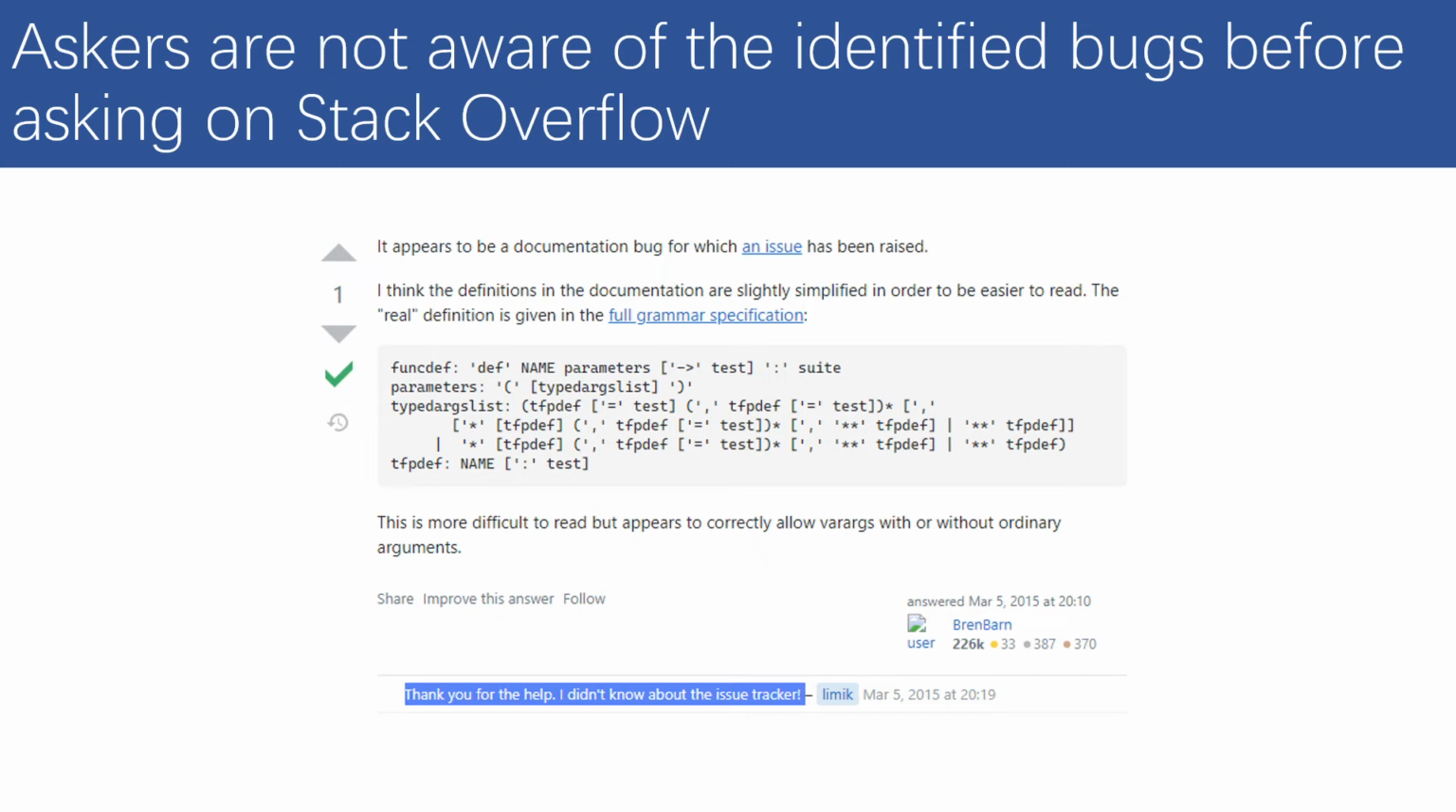The asker commented that, "Thank you for the help. I didn't know about the issue tracker." This indicates that the asker acknowledged the identified bug by the external link that points to the bug tracker website in Stack Overflow. In the future, Stack Overflow could leverage the existing issues from bug tracking systems. When a user is in the process of writing a question, Stack Overflow could display a summary of possible related bugs.